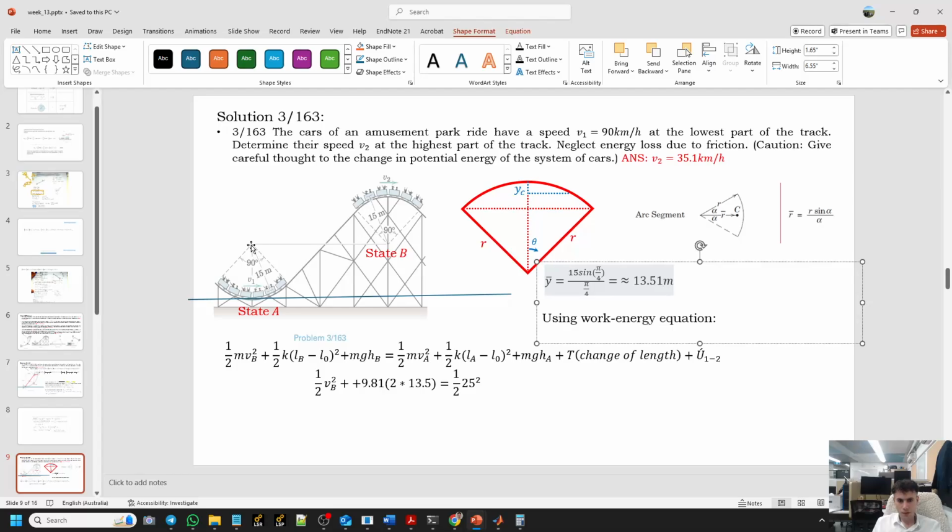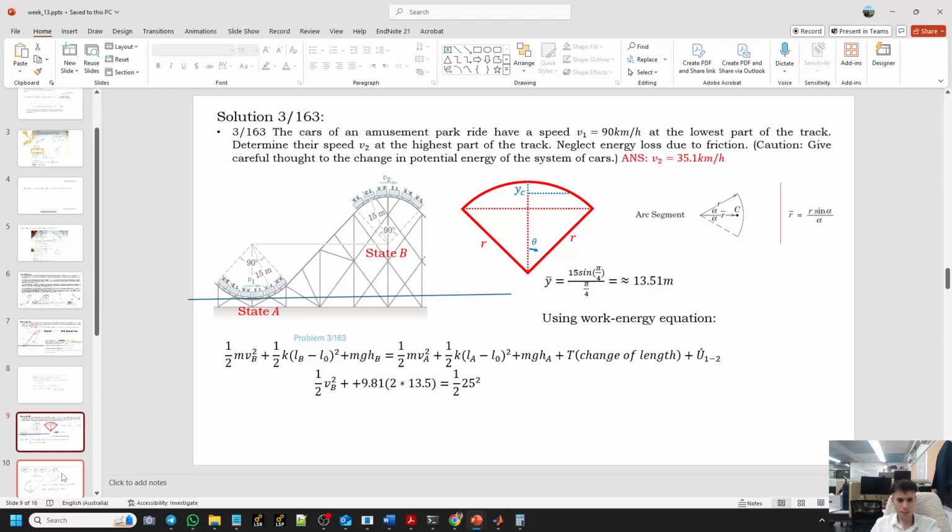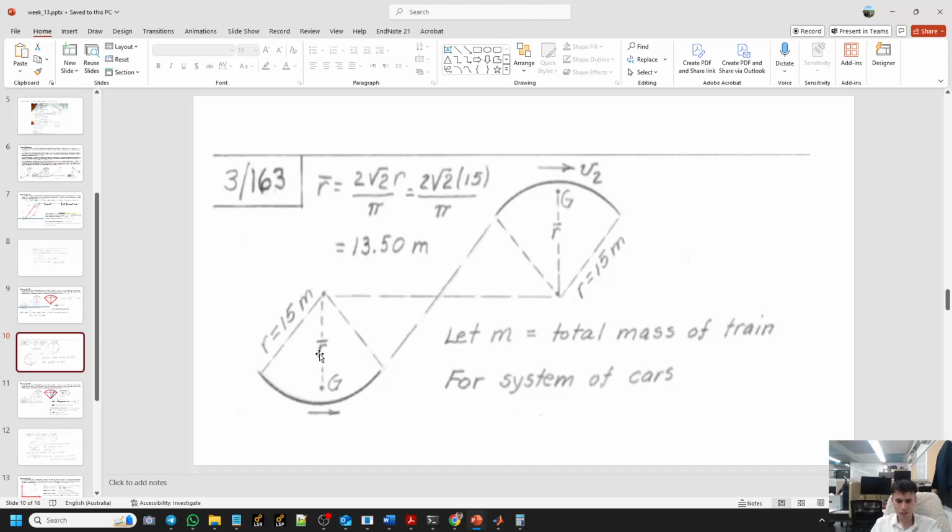When this is the center, okay? So the distance of the centroid of mass for point B from point A is 2y bar. Let me show you the next slide. This is r bar, sorry, I said y bar, it's r bar, and here is r bar. R bar can be found from the previous formula, 13.51, okay?